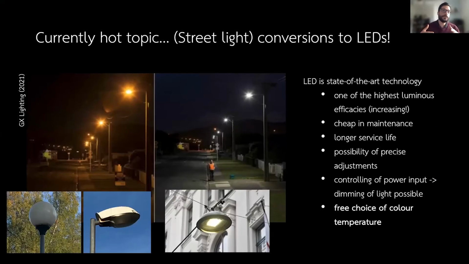Talking about transformative change, light pollution is currently a hot topic. Why? Because we have a new generation of lighting. Maybe you've heard about it. For example, street lights are being converted to so-called LEDs, light emitting diodes.